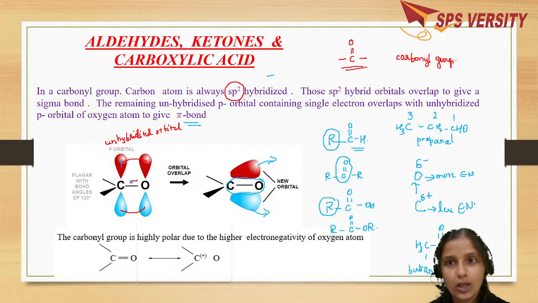This is about the nomenclature, and if you have a benzene ring with the aldehyde group, then it is called benzaldehyde.